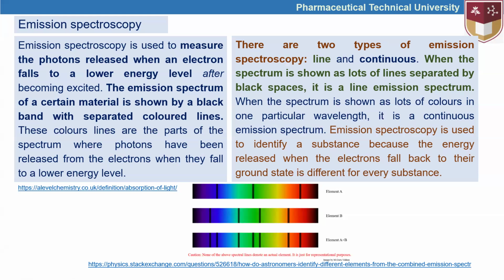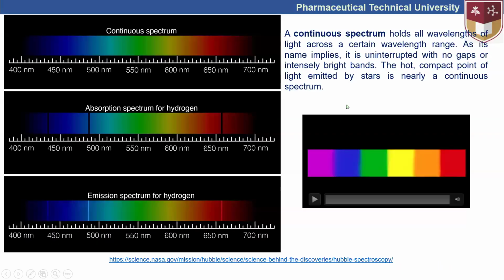We talked about this. If you find this topic a bit complex, I recommend you watch the video again, or some parts of the video again, so that you might catch the meaning. And here we can see a continuous spectrum. This one is a continuous spectrum. This is the absorption spectrum for hydrogen. This is the emission spectrum of hydrogen.